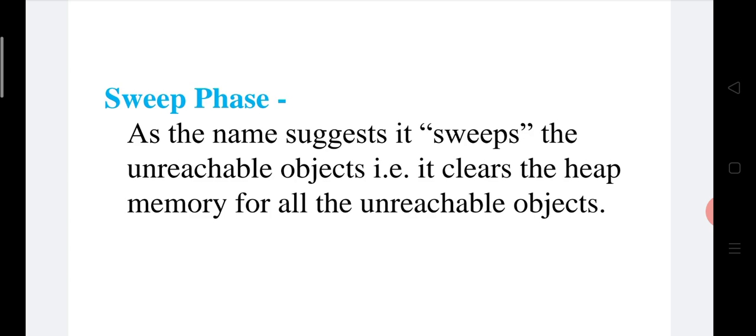Then the next one is the sweep phase. As the name suggests, it sweeps the unreachable objects, that is, it clears the heap memory for all the unreachable objects. All these objects whose marked value is set to false or 0 are cleared from the heap memory. All other objects have their mark bit set to true or 1. Now the mark value for all the reachable objects is set to false, since we will run the algorithm again and go through the mark phase to mark all the reachable objects.